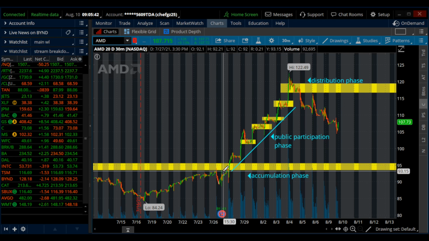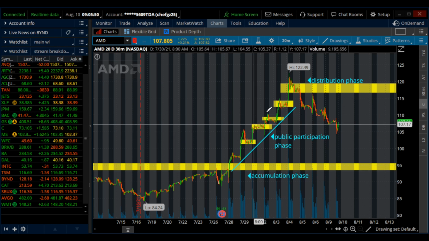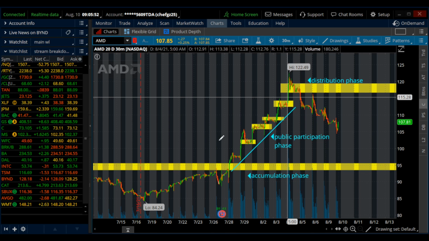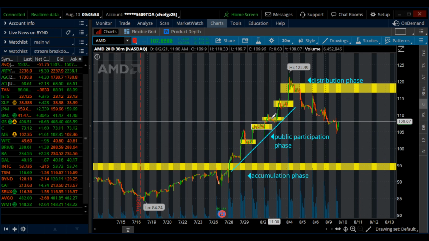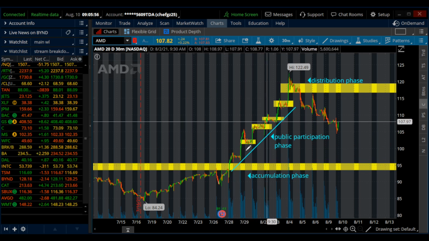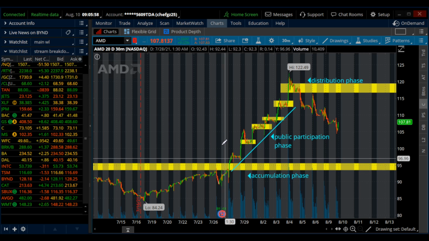So what I want to show you here is the public participation phase, meaning the phase where it creates a staircase pattern to the top. This is a trend. Okay, this is what happens when a trend changes. You want to be able to see something like this. You want to see a nice run up, right?